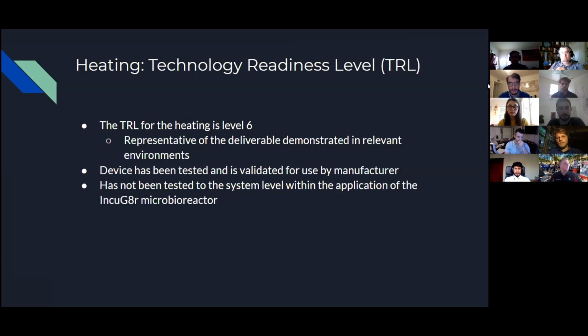The TRL for the heating is level 6, since this is a component that is tested to full functionality by the supplier, but has not been tested within the constraints of our microbioreactor system. Next slide.